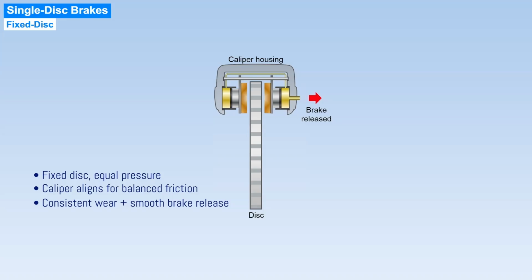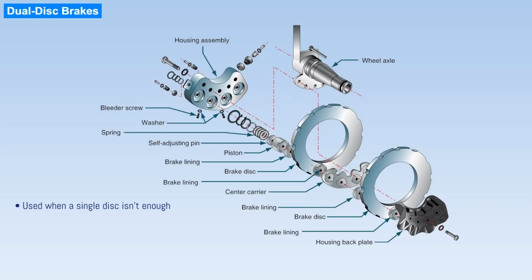Dual disc brakes are used when a single disc cannot provide sufficient braking force. 2 discs are keyed to the wheel with a center carrier positioned between them.